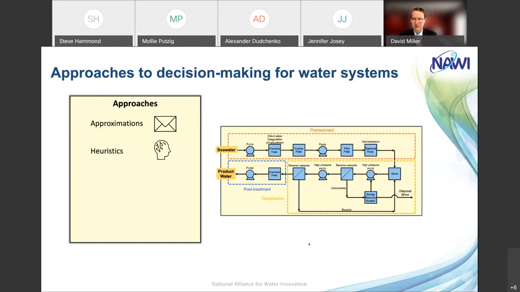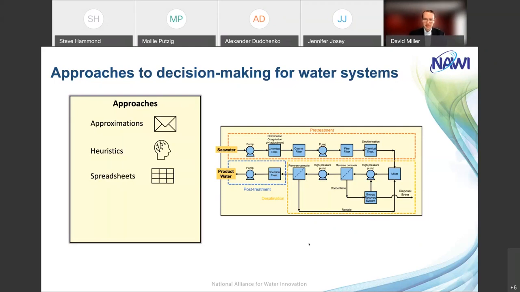We can also think about heuristics as another approach for making decisions, particularly for something like seawater desalination, where there's a lot of experience with designing and operating these systems. These rules of thumb that come out of long-term experience with technology and the way it works and the types of things that don't work, heuristics can be a reasonable way of approaching decision-making and narrowing down the realm of possibilities and at least getting you in the right ballpark for the types of decisions that you need to make.